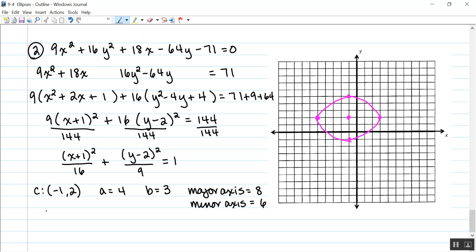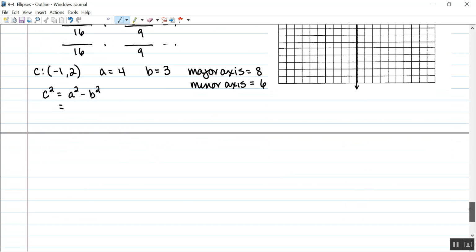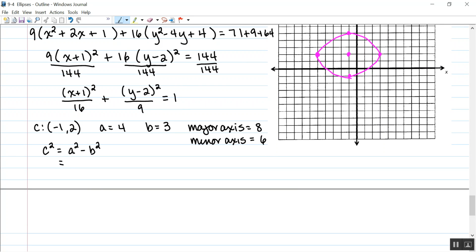So I'm going to do c squared equals a squared minus b squared, which is 16 minus 9, or c is going to be equal to the square root of 7, which is approximately 2.6. So I'm going to graph those on here.